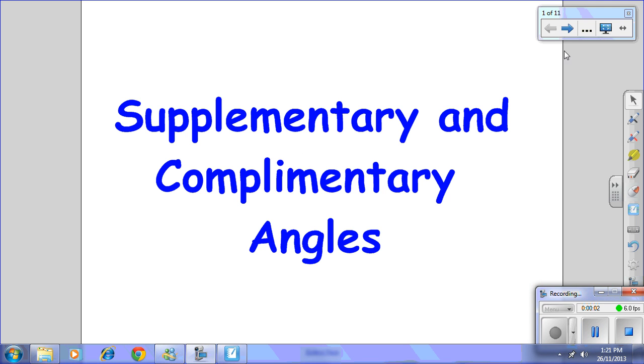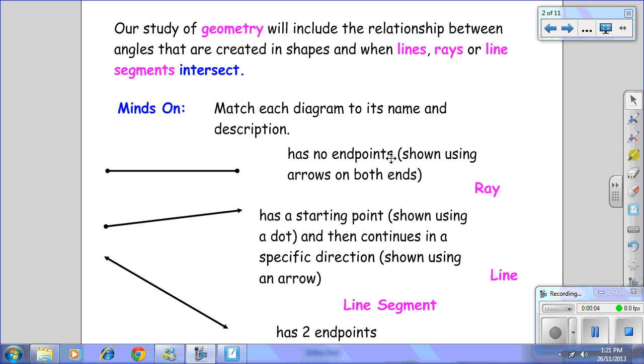Supplementary and complementary angles. As we study geometry, we're going to look at the relationship between angles that are created in shapes and when lines, rays, or line segments intersect. Pause the video right now and match each diagram to its name and description.